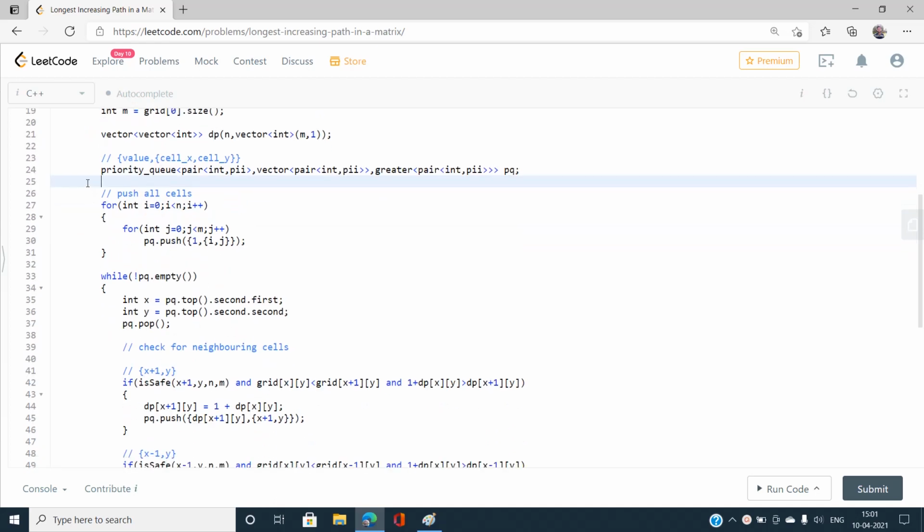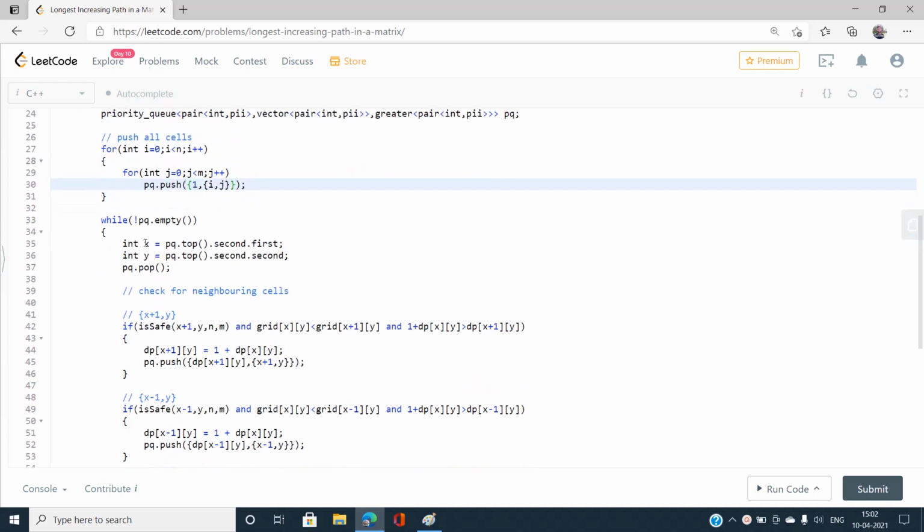Note that I am going to push all the cells into the priority queue, that is the value 1 and the corresponding cell coordinates, and the reason is quite simple: the longest increasing path can start from any cell. Any of the cells can be the source of the longest increasing path. That's why I'm going to push all the cells and start processing their neighbors.